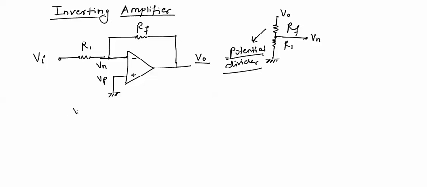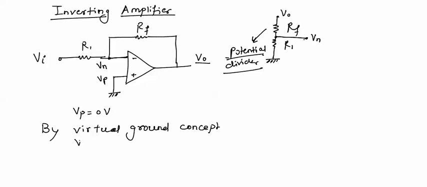So first we know that Vp equal to 0 volt. It is clearly seen that Vp is grounded, so it will be equal to 0 volt. By virtual ground concept, we have Vn equal to Vp equal to 0 volt. Voltage at both the input terminals must be same. If one is 0 volt, other will be 0 volt. Now at this point Vn, we will apply KCL.